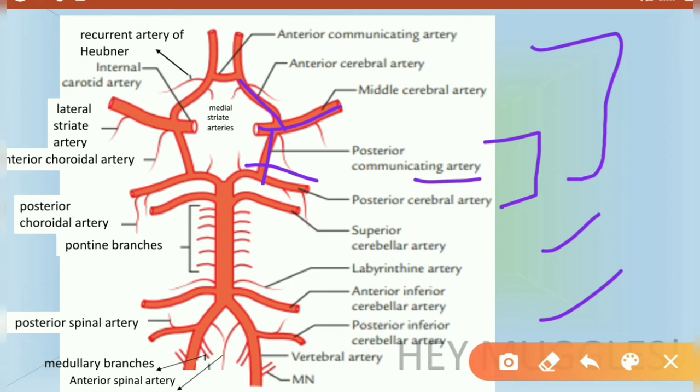The middle cerebral artery constitutes 30% of your carotid blood flow, and it is the larger terminal branch of your internal carotid artery, larger terminal branch, and 30% of your carotid blood flow. Then we have the anterior cerebral artery. This anterior cerebral artery is the smaller terminal branch of your internal carotid artery, right?